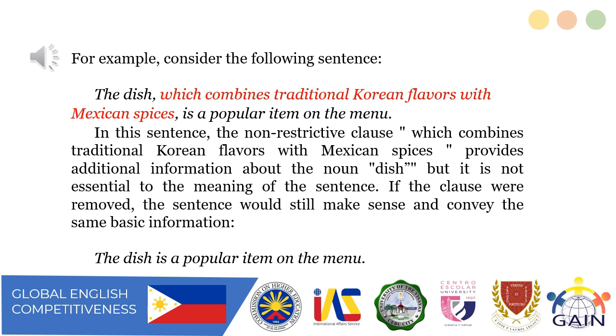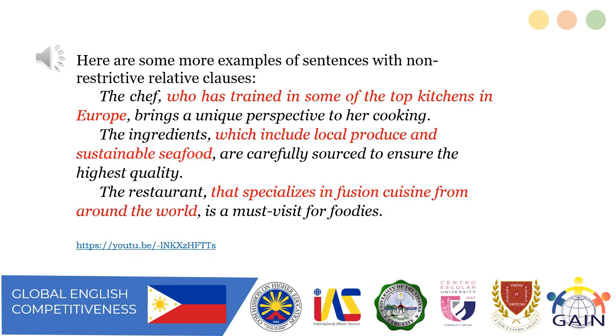Let us consider this particular sentence. The dish, which combines traditional Korean flavors with Mexican spices, is a popular item on the menu. In this particular sentence, the non-restrictive relative clause, which combines traditional Korean flavors with Mexican spices, adds information to the noun dish. However, this information is not essential, meaning to say it's not important, and even without that particular information, the sentence would still make sense.